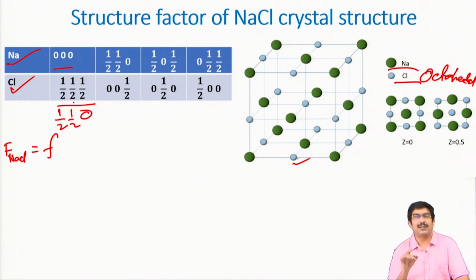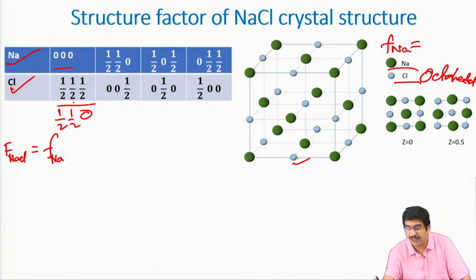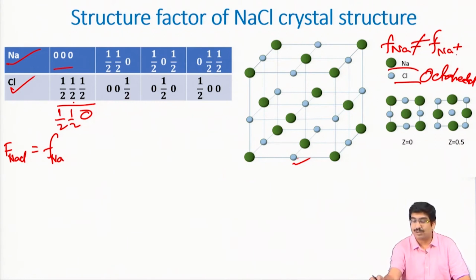So, their atomic scattering factor will not be the same. I can write one as sodium. Now, here the point is, the atomic scattering factor of sodium is not equal to the atomic scattering factor of Na plus, because Na plus is what we are getting in NaCl. There is a difference.